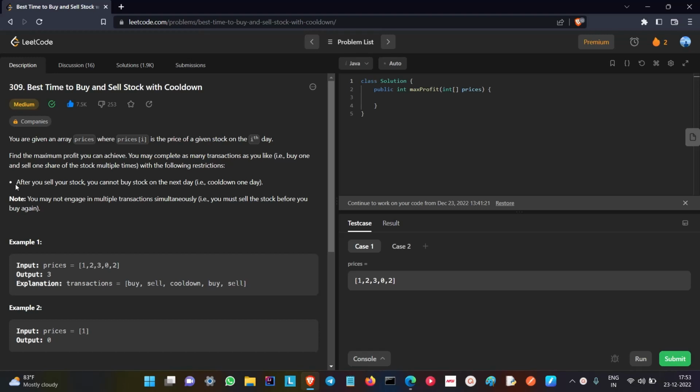There's also a note that you may not engage in multiple transactions simultaneously. You must sell the stock before you buy again. So this is the problem statement. So let's get on to the problem definition.